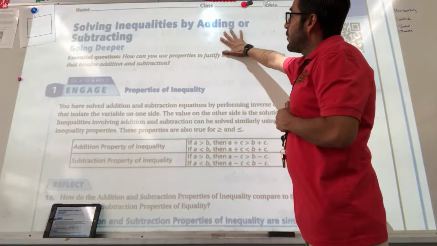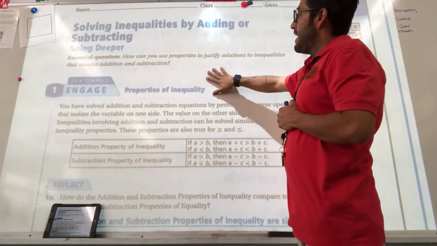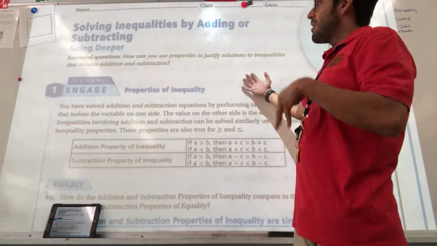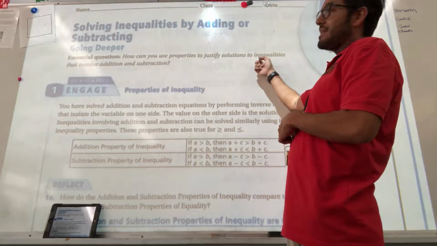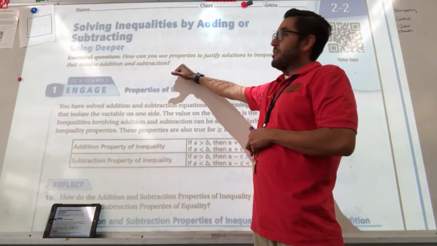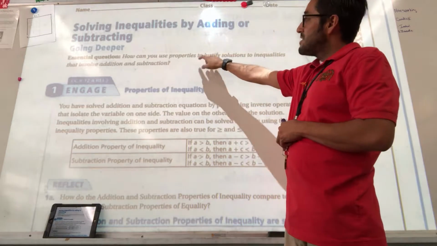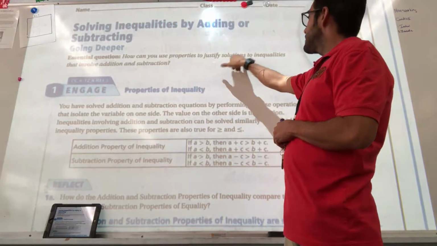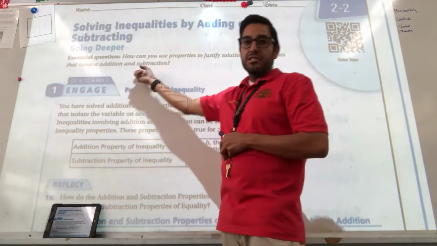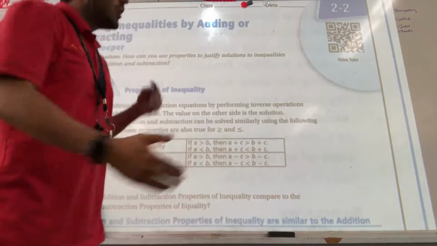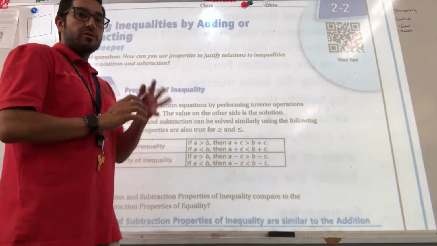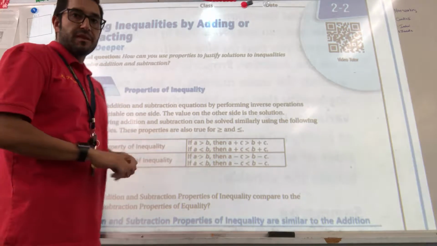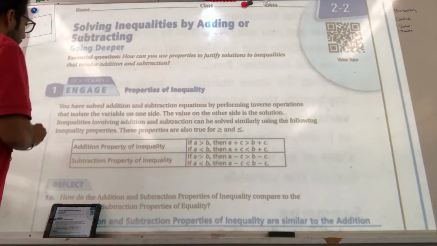We'll be looking at solving inequalities by adding or subtracting, and basically what our objective is, how you can use properties to justify solutions to inequalities that involve addition and subtraction. So basically we'll be working backwards to isolate our variables to solve our inequalities. That's going to be the purpose of this video.